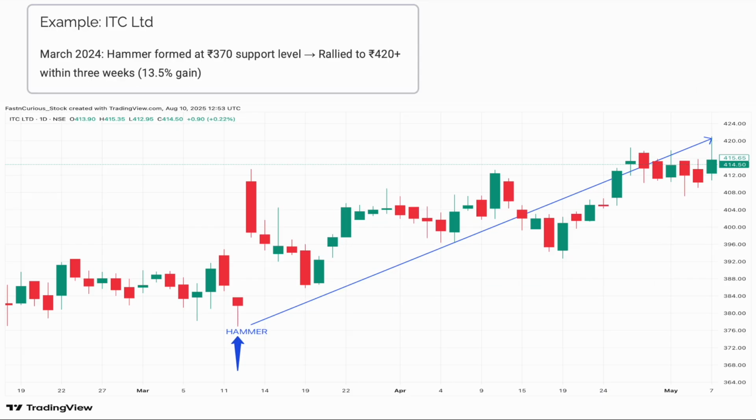So here is the actual example of a stock named ITC Limited from March 2024. If you will see, at around 12th of March, a hammer has been formed after a downtrend. The next day, the stock has opened gap up, and if you'll see, it has rallied from the 370 support level to 420 plus within 3 weeks, and that is a 13.5% gain. So that's how a hammer can be useful in your trading journey.